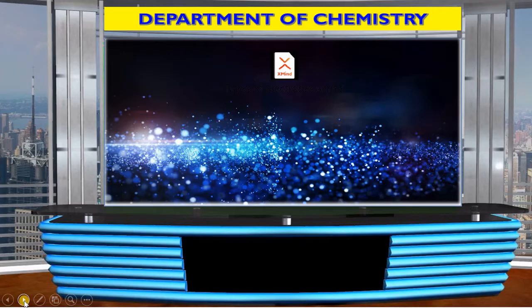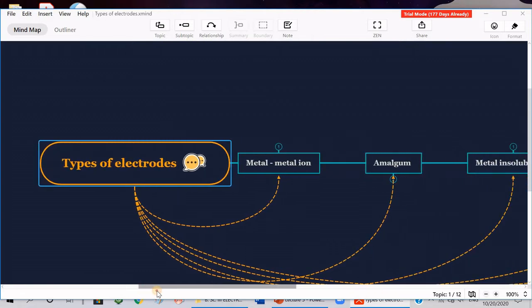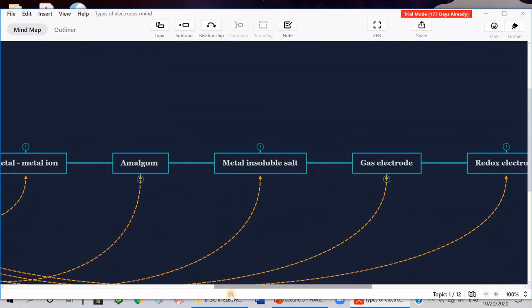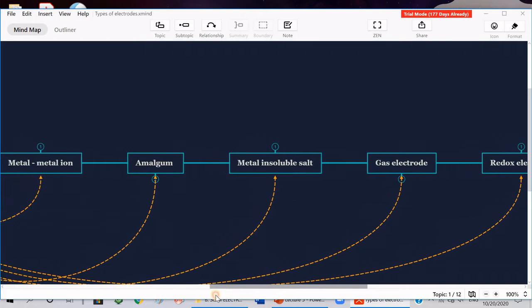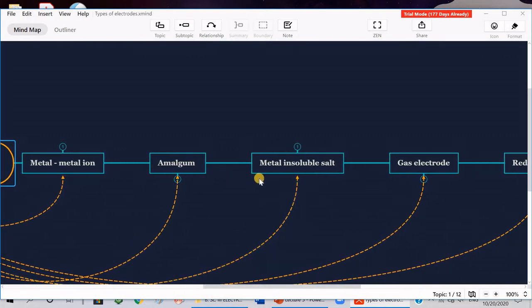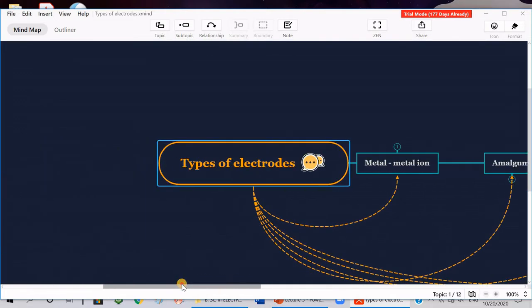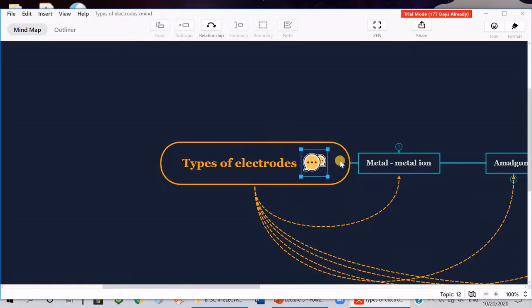In this video, we will see the types of electrode. Let's see what are the types of electrode. Here, this is the graphical representation of different types of electrodes. There are a total of 5 types of electrode: metal ion, amalgam electrode, metal insoluble salt electrode, gas electrode and redox electrode.